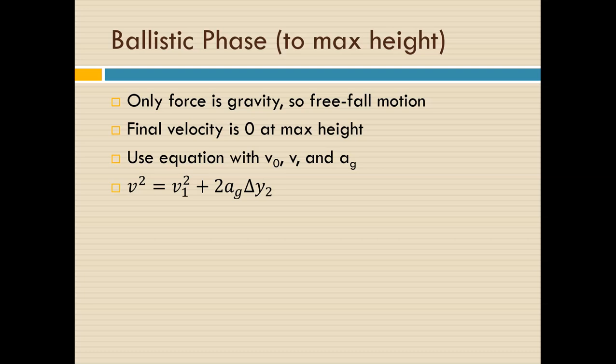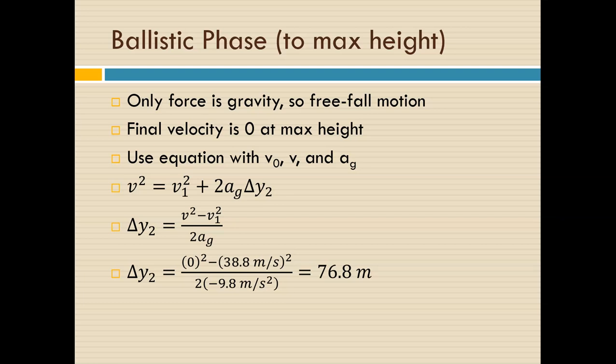What variable are we looking for? Delta y. We're looking for delta y. So we got to do a little algebra. Hint, hint. Do the algebra first. Makes it easier for me to help you if you make a mistake along the way. We do the algebra and we come up with delta y2 equals v squared minus v0 squared divided by 2a sub g. And now we get to put in the numbers and come up with 76.8 meters. Anybody get to that point?